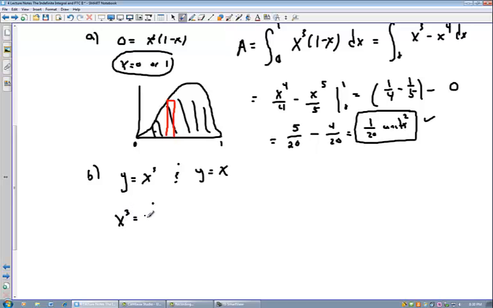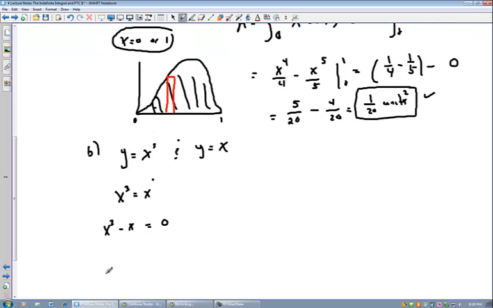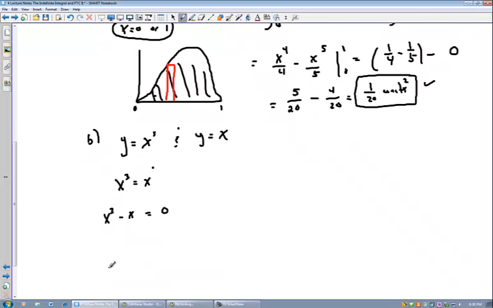x cubed is equal to x. And then try to solve for x. And again, I don't divide by x because I lose solutions. I lose a solution x equals 0. So I just set them equal, and I subtract x from the other side. I factor out. So I get x times (x squared minus 1) equals 0. Of course, I can factor this. That's (x minus 1) times (x plus 1) equals 0, and this gives me all the answers I need. So x equals 0, 1, and -1.